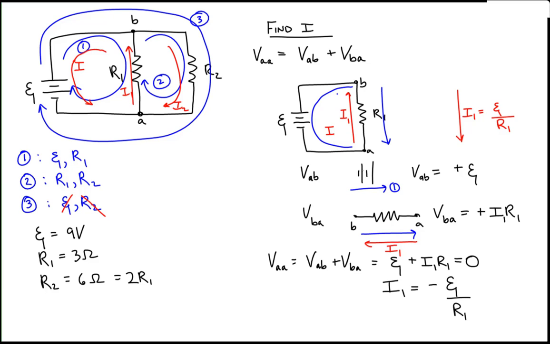So we now have an expression for the current through resistor 1. Now I'm not going to plug this into anything just yet, because we still need to try and find the current I that is in the branch of our battery, and we have another loop to choose.